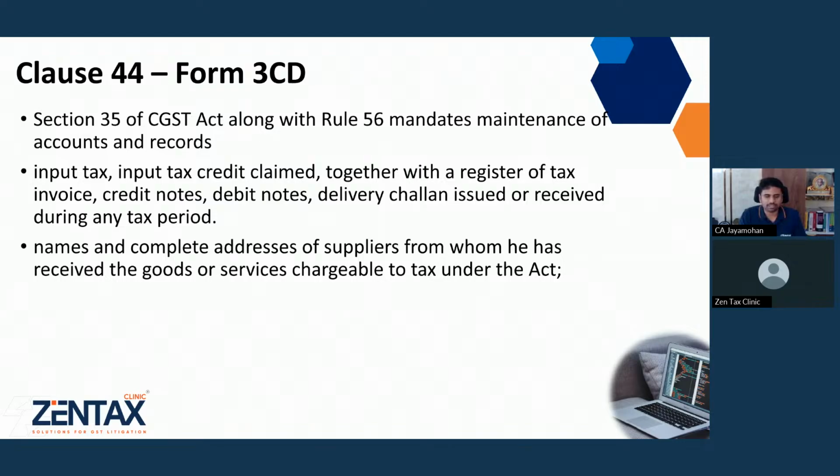in clause 44. So where do the section references come from? See, section 35 of the CGST Act talks about the accounts and records, and along with rule 56, you are mandated to maintain certain registers and the names and addresses of the persons from whom you are purchasing the goods. So all these details you have to anyway keep with you. It is only that clause 3CD is asking you to report those details. Anyway, it is not something which is new.